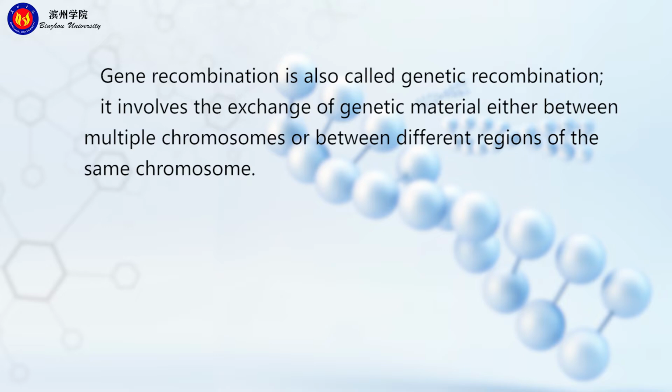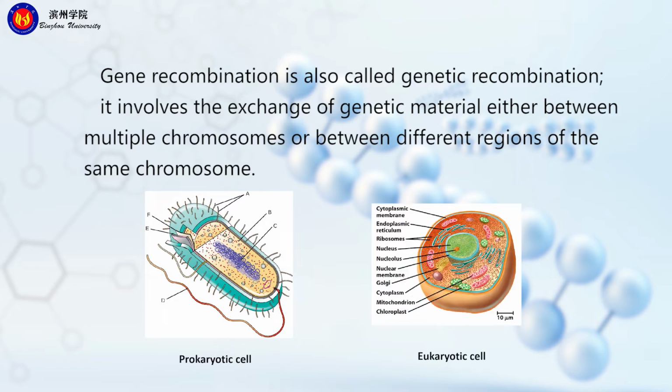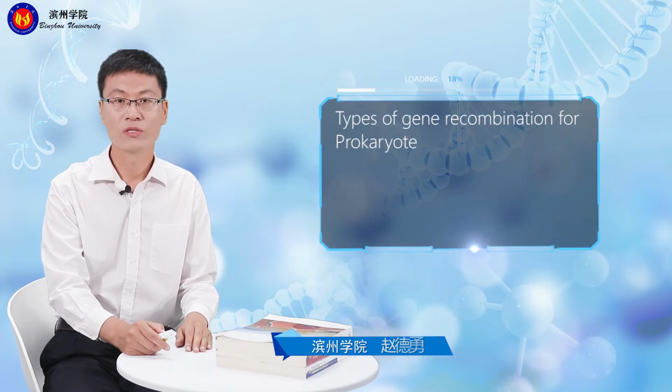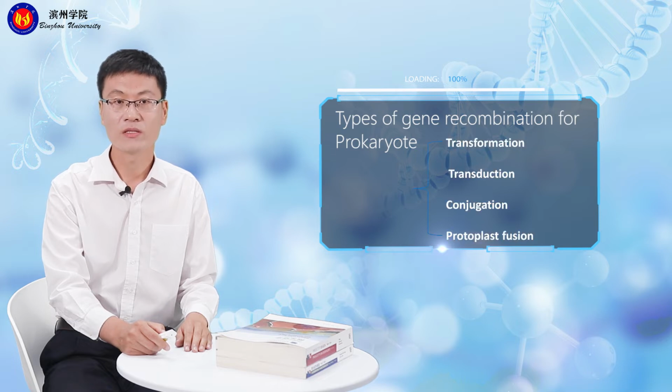It involves the exchange of genetic material either between multiple chromosomes or between different regions of the same chromosome. Gene recombination occurs in both prokaryotic cells and eukaryotic cells. For prokaryotes, there are generally 4 types of genetic recombination. They are transformation, transduction, conjugation, and protoplast fusion.